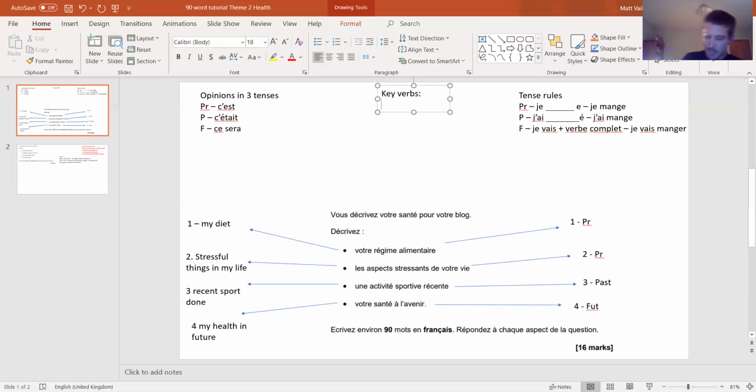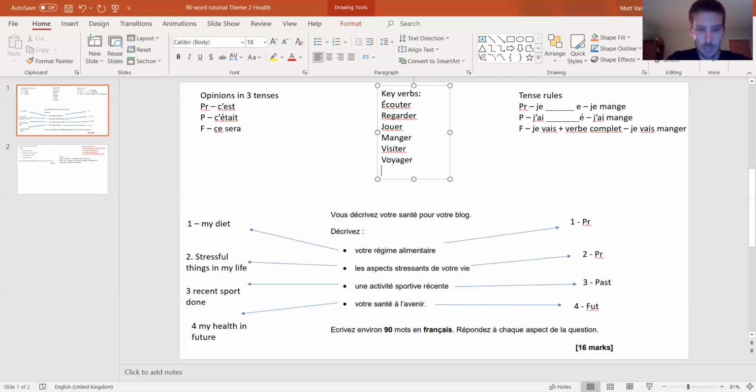So the verbs that I've decided to go with are as follows. Écouter, the verb to listen. Regarder, the verb to watch. Jouer, the verb to play. Manger, the verb to eat. Visiter, oh, not a double I, visiter, the verb to visit. Voyager, the verb to travel.